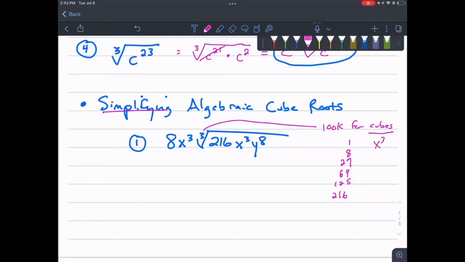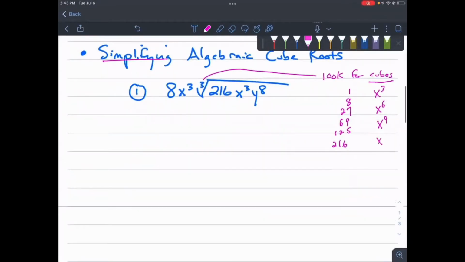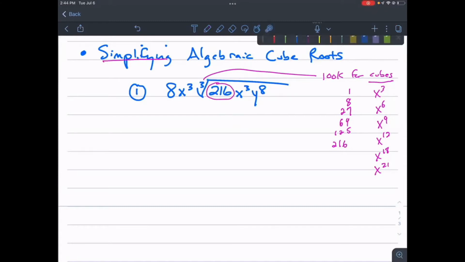Also variables: x to the 3rd, x to the 6th, 9, 3, 6, 9, 12, 18, 21. So inside of this cube root, we're looking for perfect cubes that we can take out. 216 is a perfect cube. X to the 3rd, if you look over here, x to the 3rd is a perfect cube.